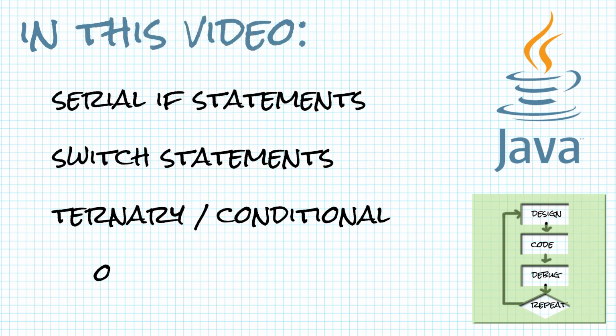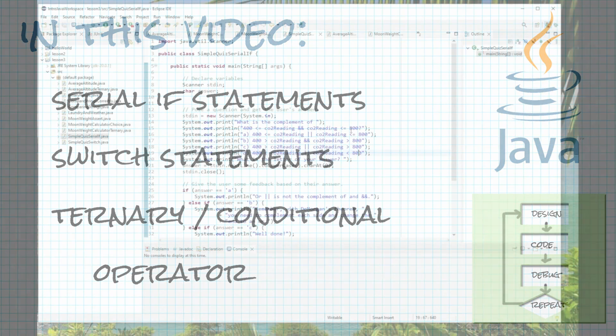In this video, we're going to look at the best ways to test for mutually exclusive conditions using serial if statements and switch statements, and we'll also take a look at an if statement shortcut called the ternary operator. Let's get right into it.